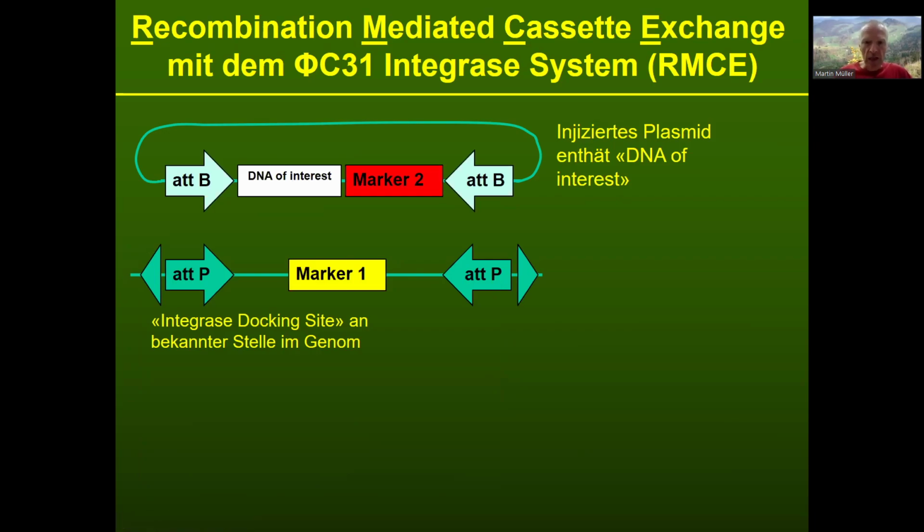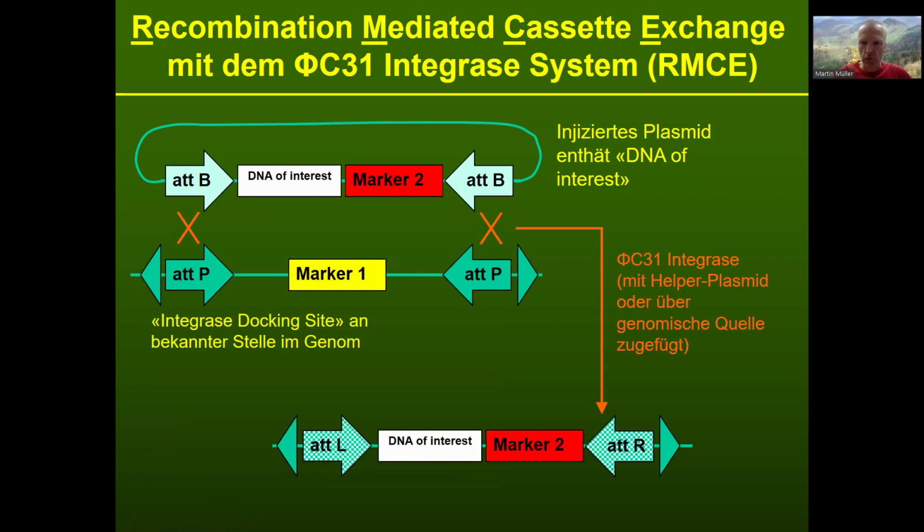Now, instead of inserting the whole plasmid, as in the example before, you are only inserting the DNA located between att-B and att-B here. In this way, you lose marker 1 and you identify your flies which have successfully done this integrase insertion by looking for the loss of marker 1 and gain of marker 2.